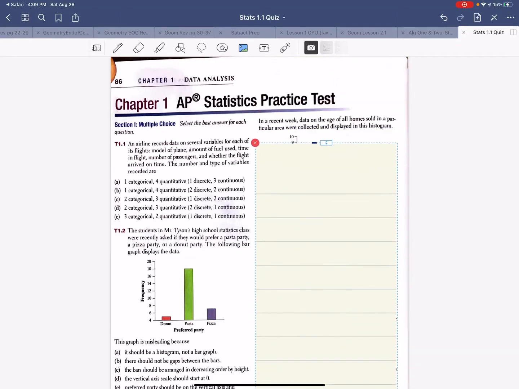Hey guys, we're going to do the Chapter 1 AP Stats practice test. You're going to want to take notes on another sheet of paper and then take pictures of that to upload.